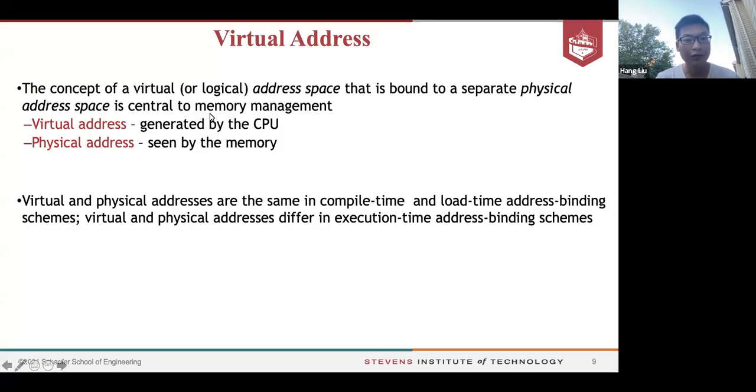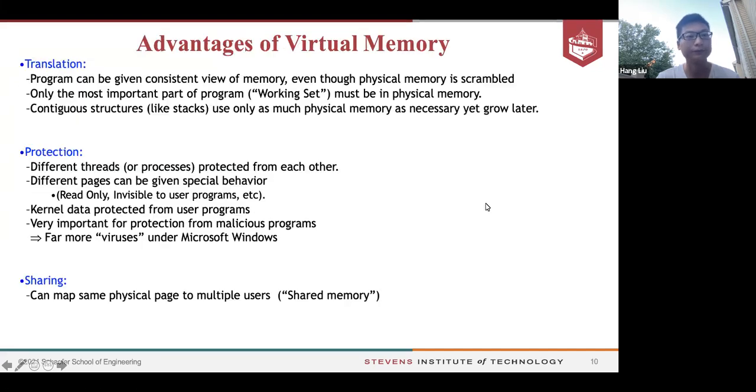The concept of a virtual or logical address that is bound to a separate physical address space is central to memory management. The virtual address is generated by the CPU. The physical address is seen by memory, and the CPU maintains the translation from virtual address to physical address. Virtual and physical addresses are the same at compile time and load time, but different during execution time under address binding schemes. The advantages of virtual addresses are typically threefold.